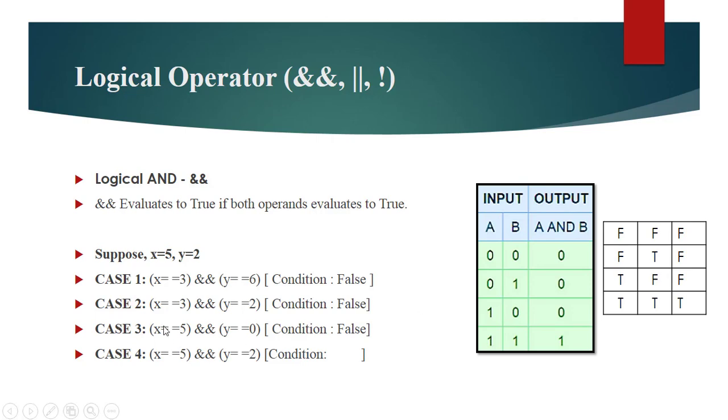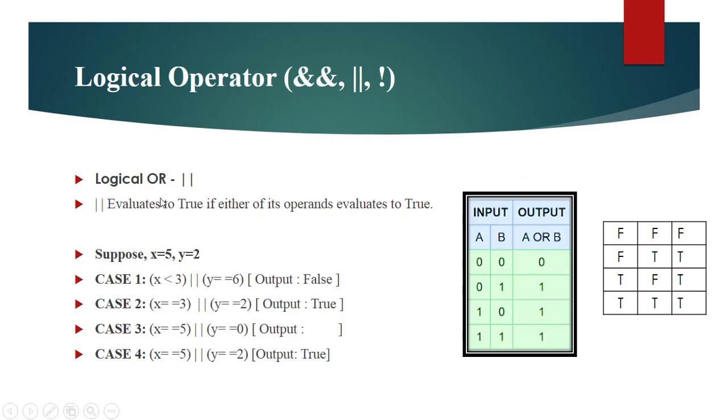For the third case, you can see the value of x is 5 and here is also 5, the value matched, the condition is true. The value of y is 2 and it is not equal to 0, therefore this condition is false. Therefore we have one true, one false. Check the truth table, one true, one false, then the final output would be false. This is the question for you: for case 4, tell me what is the final output of this one.